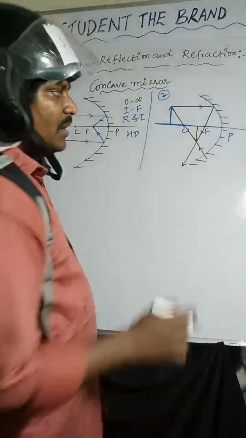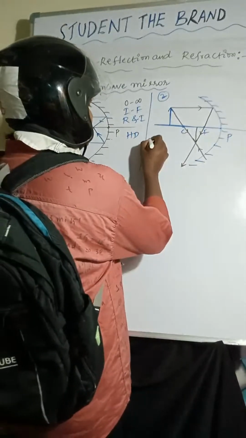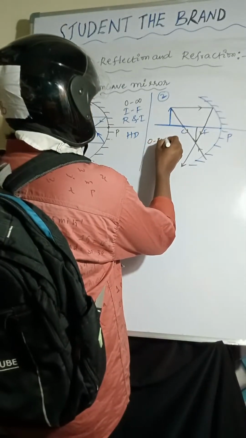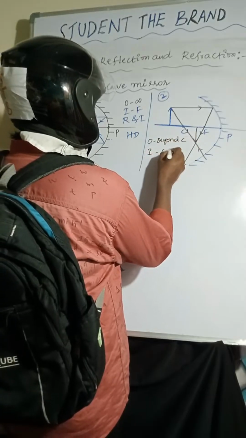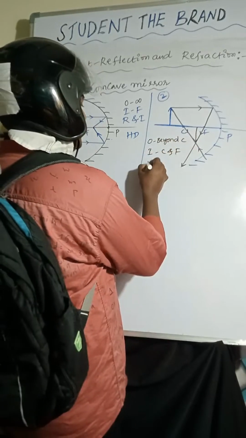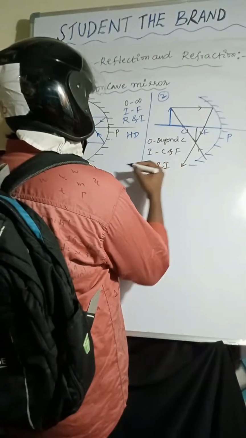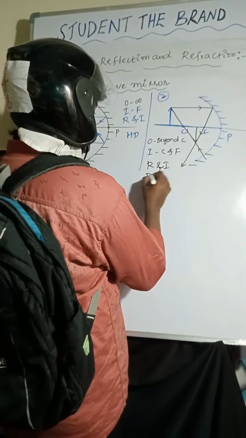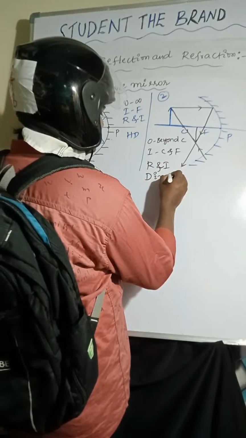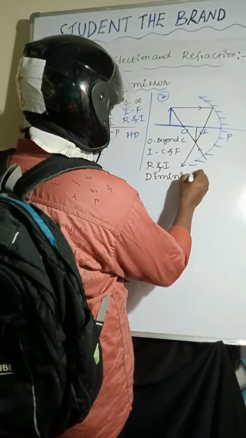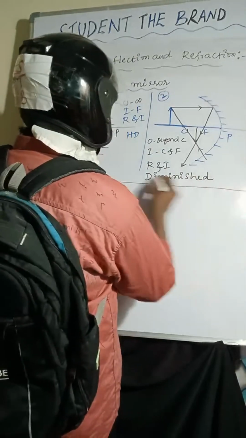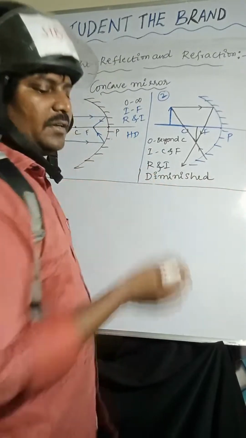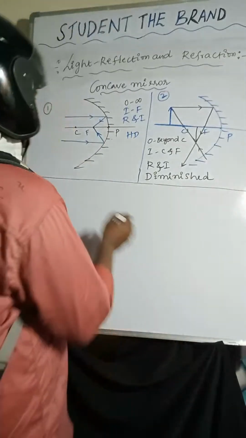Object is placed beyond C. Image will form between C and F. Nature of the image is real and inverted, and size of the image is diminished. Okay, coming to the third one.